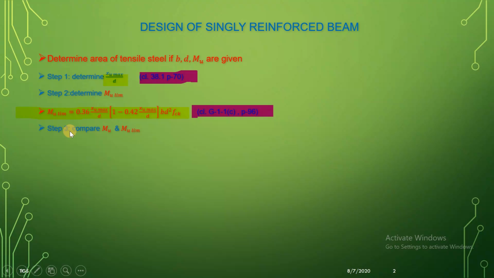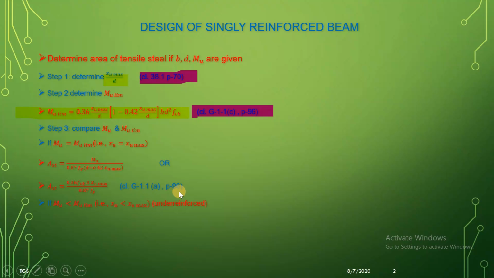Then step 3 is compare Mu and Mu limit. If Mu is equal to Mu limit, that is Xu is equal to Xu max, that's a balanced section. For a balanced section, find out the Ast is equal to Mu divided by 0.87 fy into (d minus 0.42 Xu max). Or you can use this equation also, Ast equals 0.36 fck b Xu max by 0.87 fy, clause G-1.1 (a), page 96.